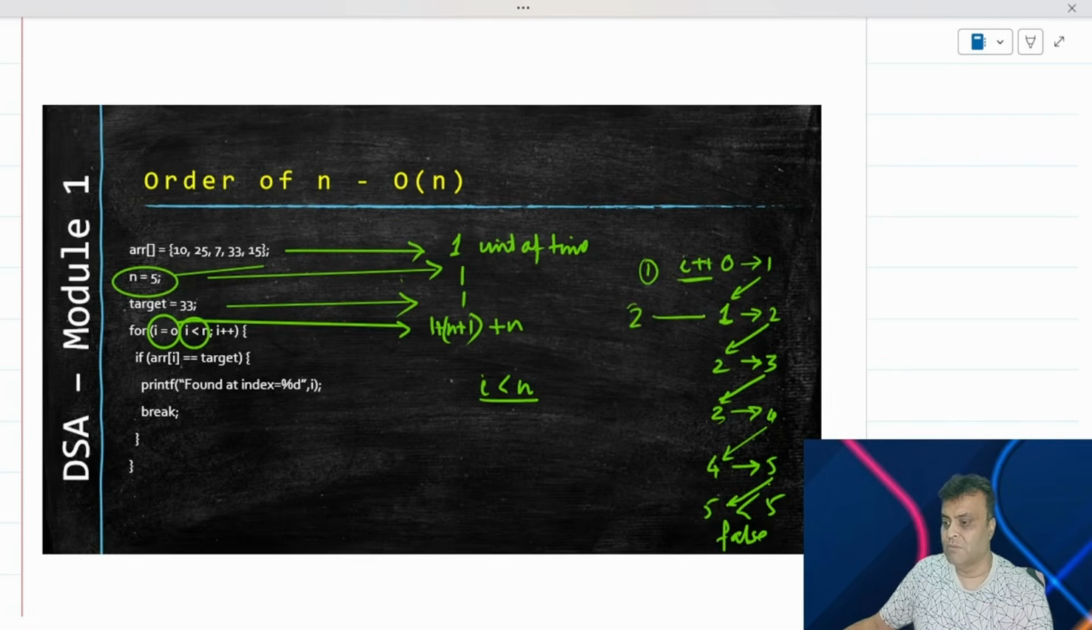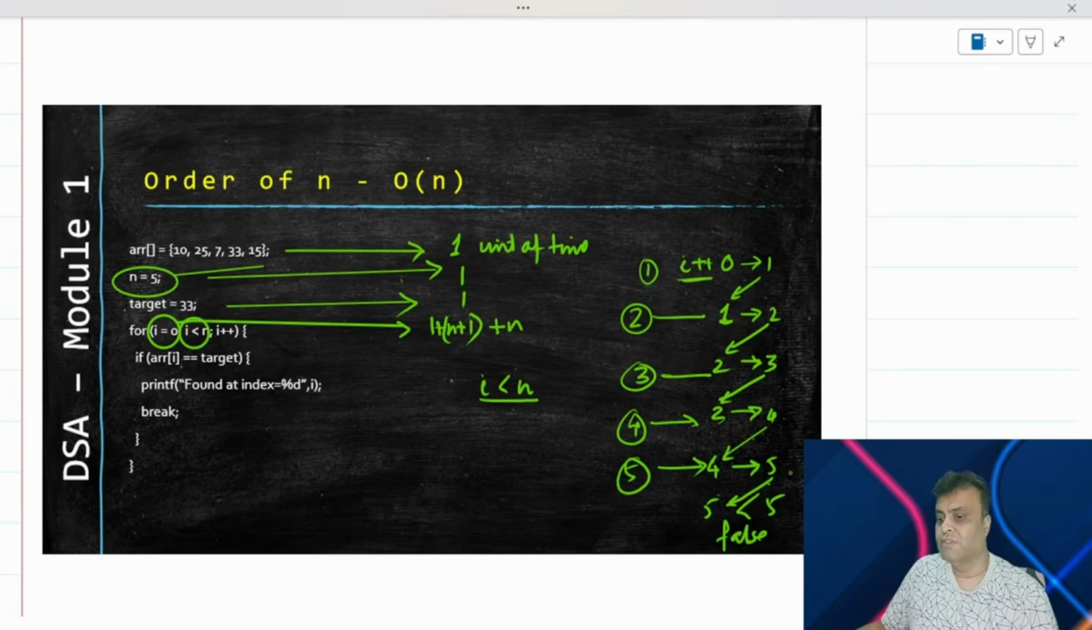Here the i++ is happening for the 2nd time. Here the i++ is happening for the 3rd time. Here the i++ is happening for the 4th time. Here the i++ is happening for the 5th time. Right? So it actually becomes 5 in the 5th iteration.